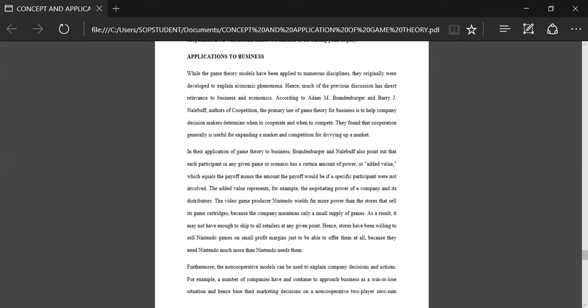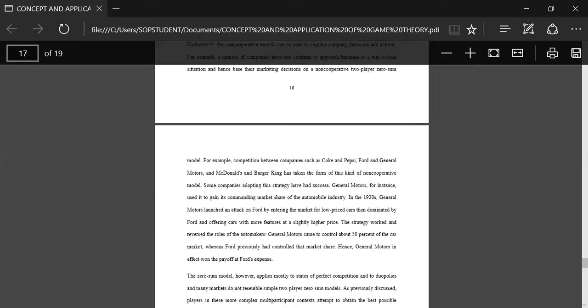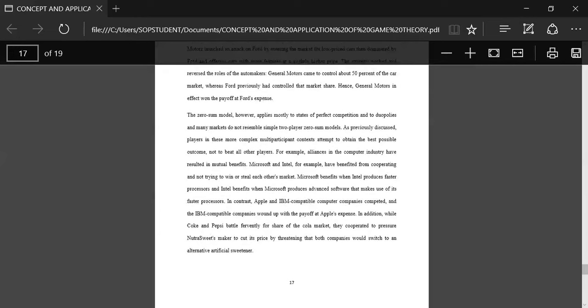For example, this strategy is being used by Nintendo, the producers of Nintendo games. They intentionally sell a little quantity of the games. And so at every point in time, there are persons or retailers asking and demanding for the game. They decided to maintain their power over the retailers and over the customers.